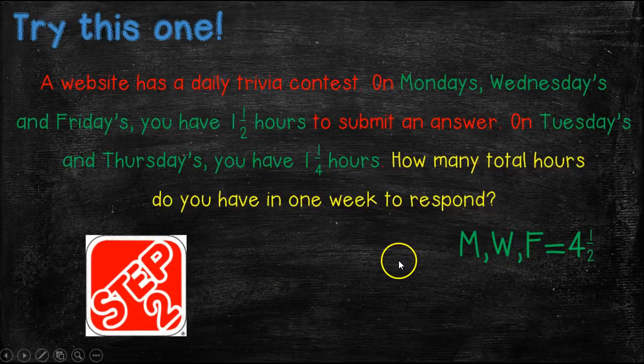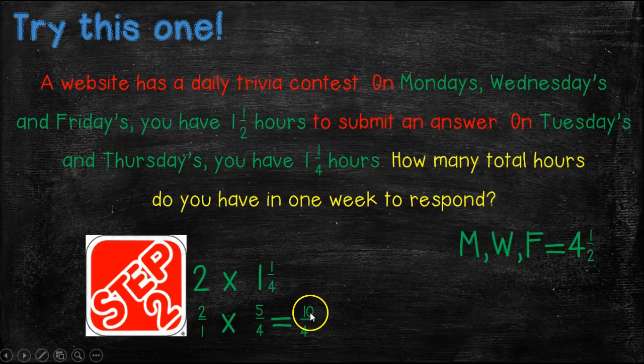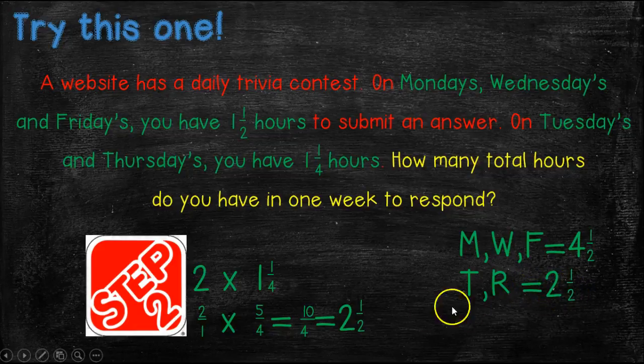So step 2, we have to figure out Tuesdays and Thursdays. Now Tuesdays and Thursdays, that would be 2 times 1 1/4. 1 day, 2 day. So 2 times 1 1/4 hours. So again, we're going to have to turn our whole number into a fraction by putting a 1 underneath, and then we're going to multiply by the improper fraction. So 1 1/4 is the same as 5/4. Now we're going to multiply across. 2 times 5 is 10, 1 times 4 is 4. Now we have to do 10 divided by 4, and 10 divided by 4 equals 2 1/2. So over here, we're going to write on our data table that Tuesdays and Thursdays equals 2 1/2 hours.